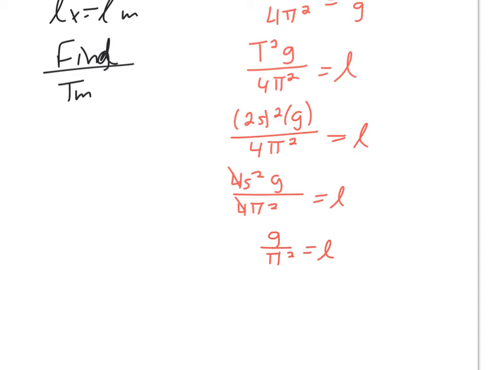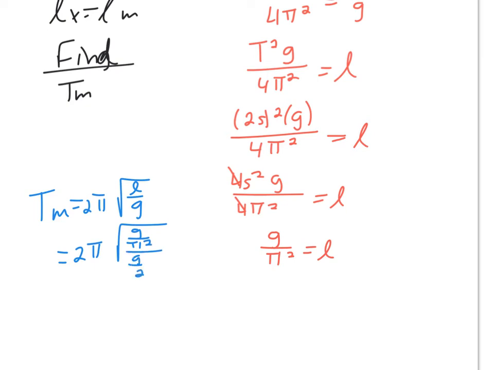So now going over to the moon, T on the moon equals 2 pi square root of L over g. In this case, it's going to be 2 pi square root of g over pi squared over g over 2. It's a little messy. If you're struggling with dividing by fractions, g over pi squared times 2 over g, that cancels. So this equals 2 pi square root of 2 over pi squared, and this is actually seconds squared. I forgot to carry that over. So this would be seconds squared.